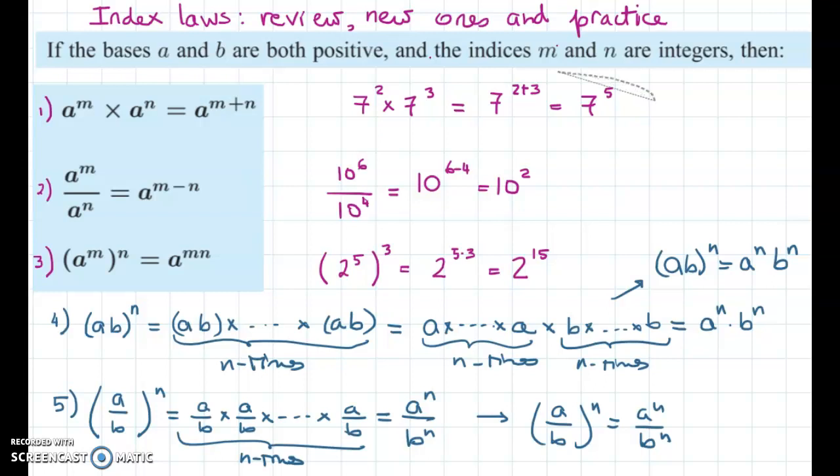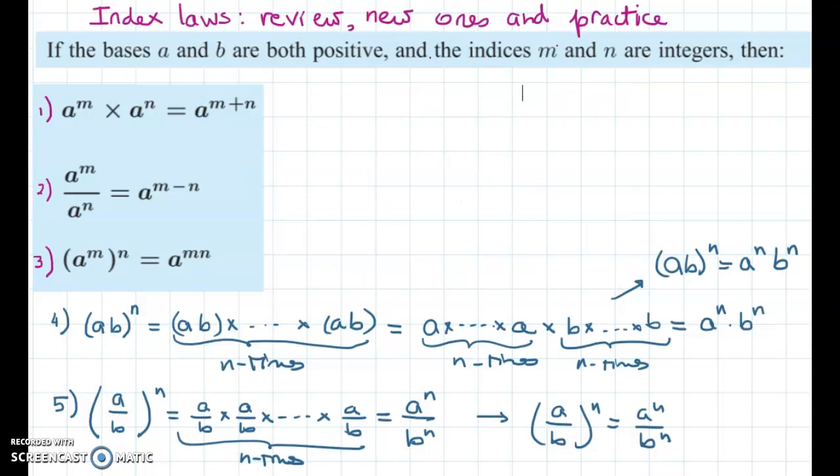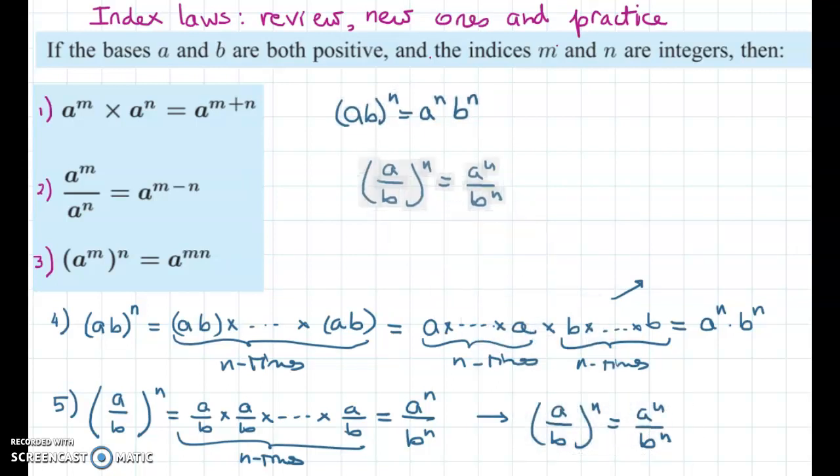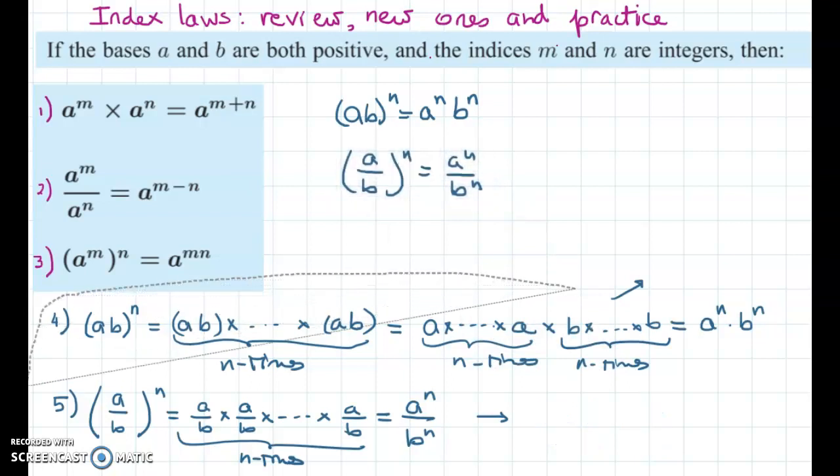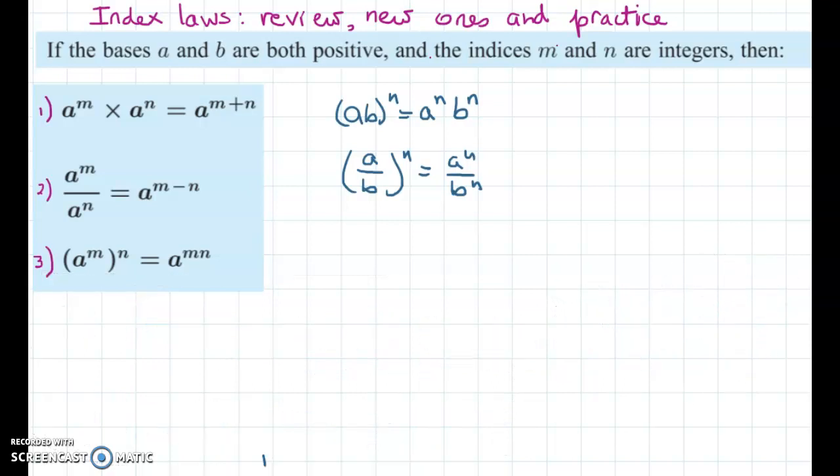I need to make a bit of space over here so we can see all the laws that we are considering at the same time. So here we have what I call number 4, and here we have what I call number 5, and then I'm going to erase the work we did to get to them.